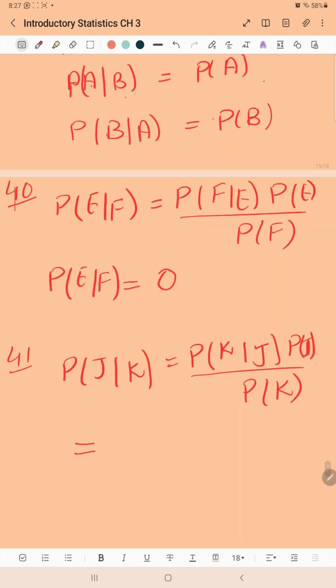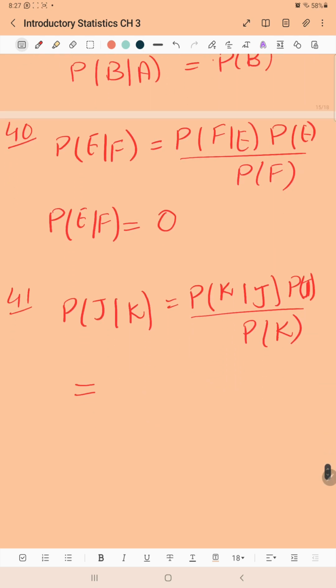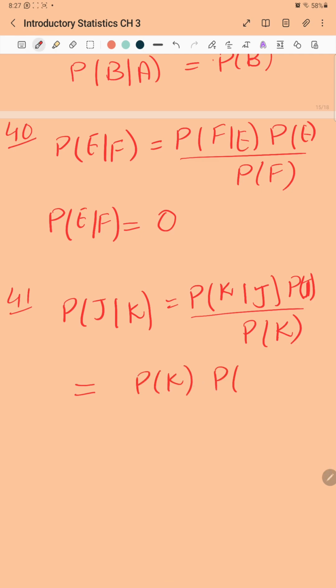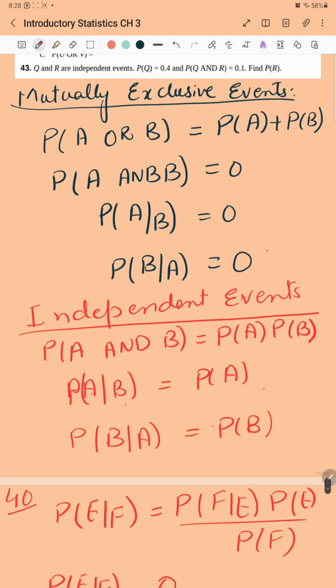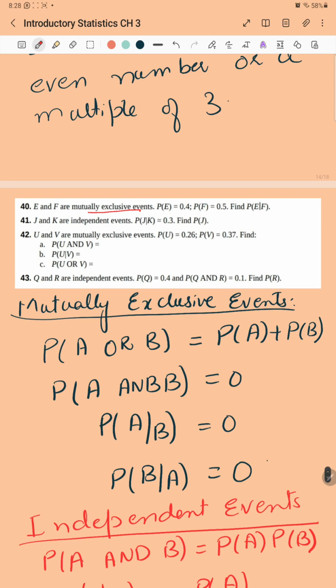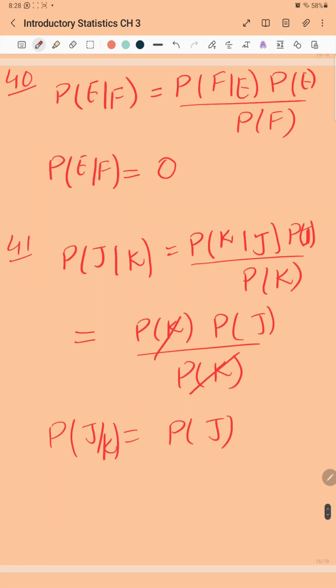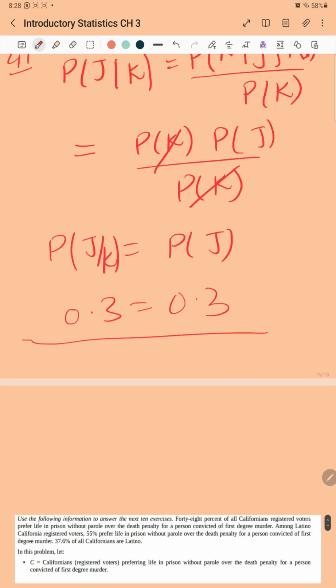So we know probability of K over J will be equal to probability of K, probability of J over probability of K. So probability of J over K would be equal to probability of J. And in the given example, probability of J over K is 0.3. So probability of J would also be 0.3. So question number 42.